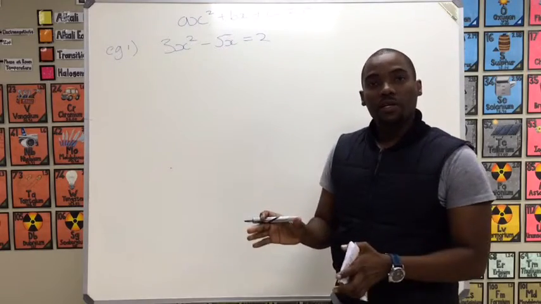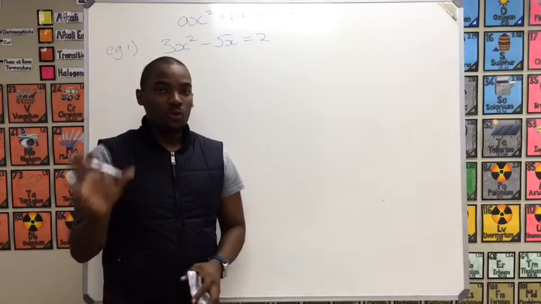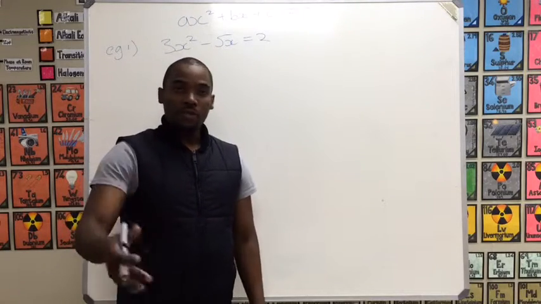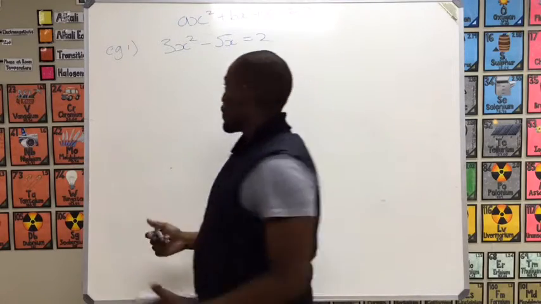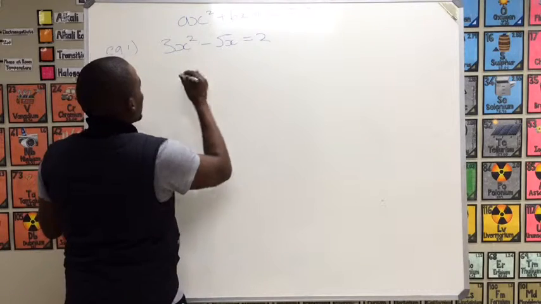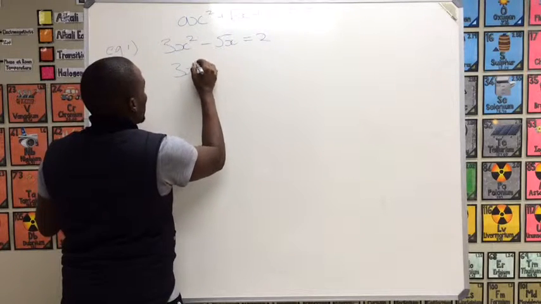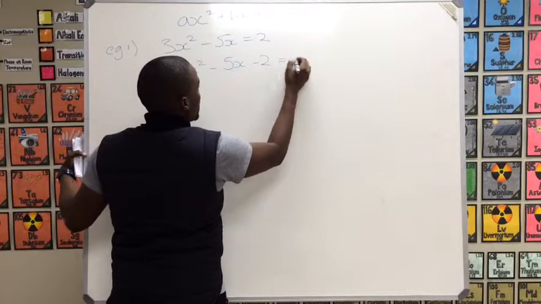And if we've got two brackets, that means it's one thing multiplied by another. And the only time when you get two things multiplied together, giving you an answer of 0, is when either one of them is 0 or both of them is 0. And that's how we end up solving for this. So with this one, all we need to do here is bring the 2 across, and then we end up with 3x squared minus 5x minus 2 is equal to 0.